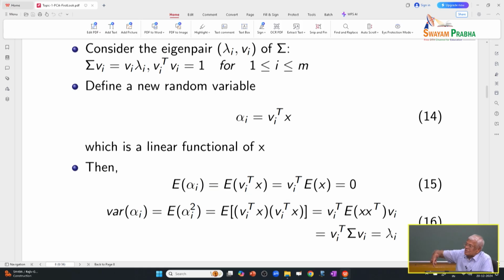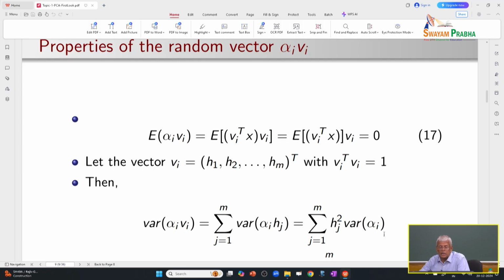So by combining the eigendecomposition of the covariance matrix sigma of the random variable X and defining a linear functional of X using the eigenvectors, I define alpha i, and the alpha i are such that their mean is 0 and their variance is equal to lambda i. What is lambda i? The eigenvalues of sigma. So now I am going to talk about the properties of alpha i Vi. Vi's are not random, alpha i is random. I hope you are with me now.